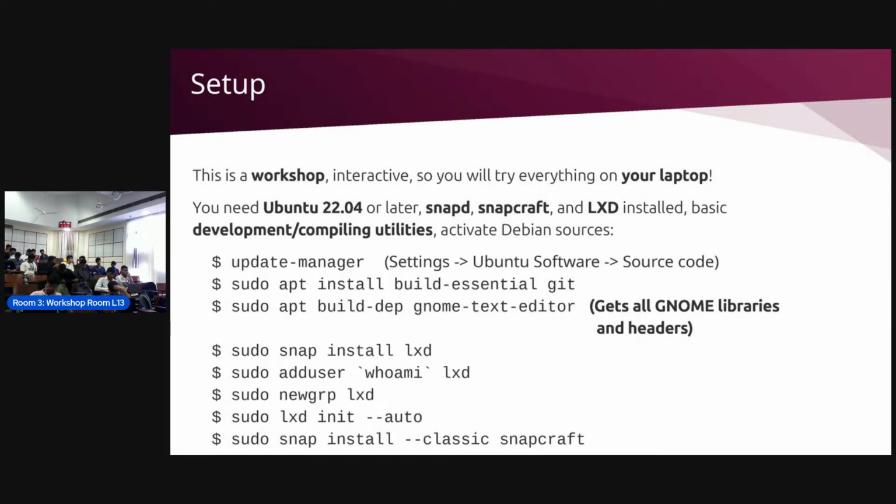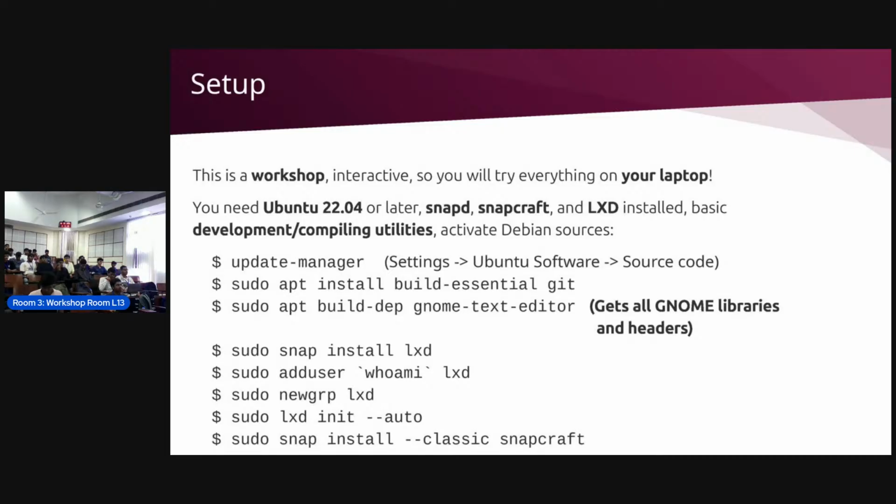To install them on Ubuntu, you can use the first 3 command lines: the Ubuntu managers, sudo apt install build-essential git, and sudo apt build-dep gnome-text-editor. When you run these 3 command lines, you can install the needed libraries to compile the Hello World application.